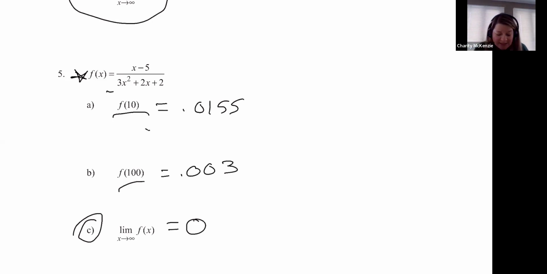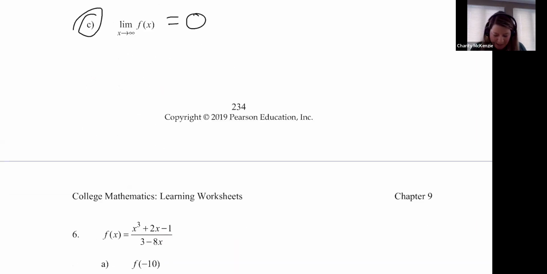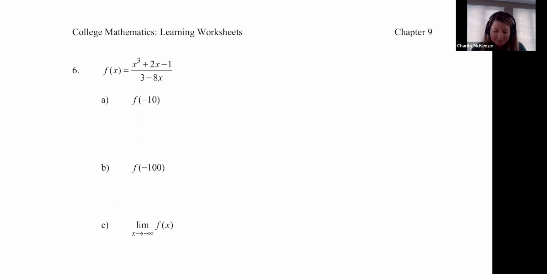But I want you to look at this one and be like, okay, higher exponent on the bottom goes to 0. Higher exponent on the top goes to infinity. Same goes to the fraction. Okay. And our last one.